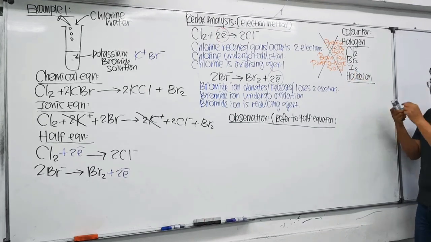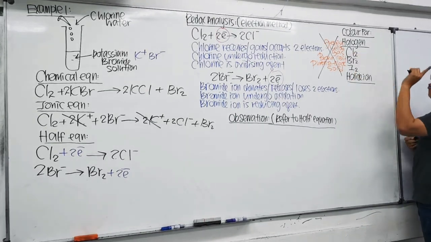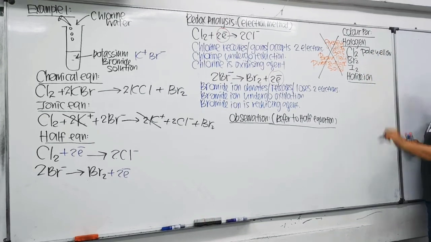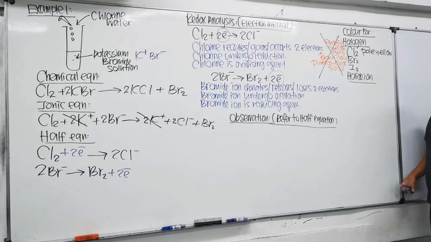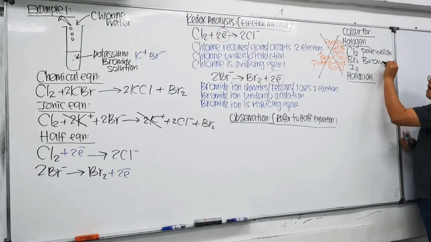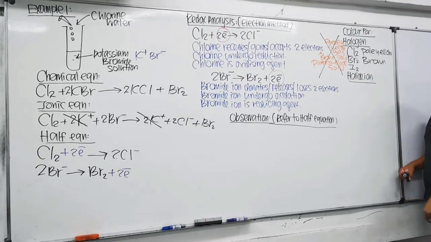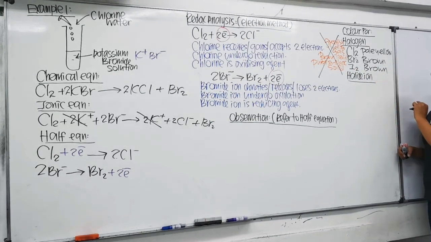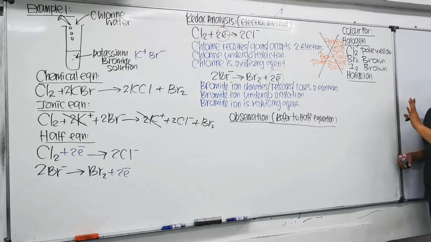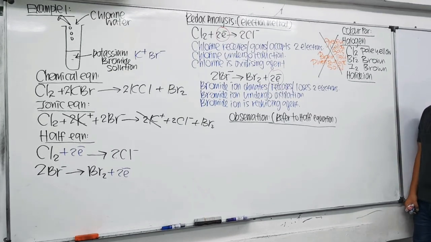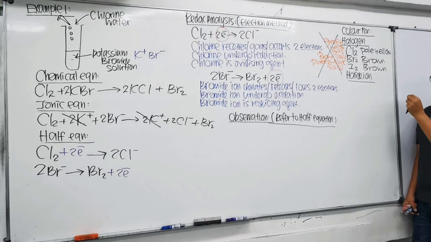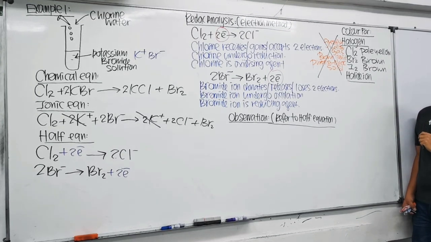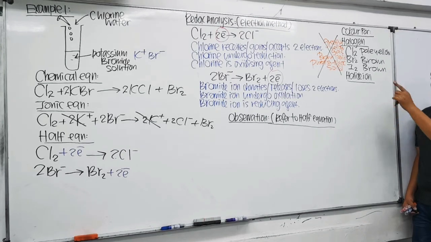So now, learn this. The color for chlorine water is pale yellow. The color for bromine water is brown. The color for iodine water is also brown. Now this one is a bit confusing. Later I'll teach you how to differentiate, don't worry. So be careful. Chlorine water is pale yellow. Bromine water is brown. Iodine water is brown. Are you okay there?